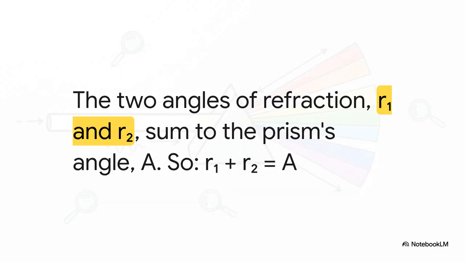But before we get to the big formula, we need one little piece of inside information, literally from inside the prism. It's a neat little geometric trick. It turns out that those two internal angles, R1 and R2, will always add up to the prism's top angle, A. Remember that, R1 plus R2 equals A. It's going to be super important in a second.